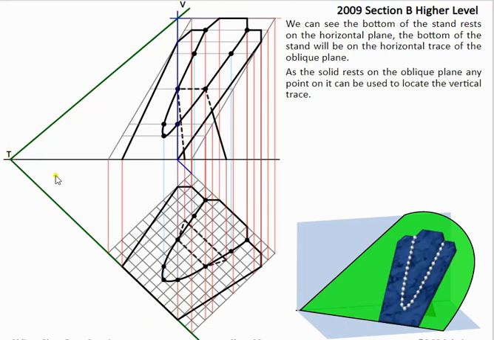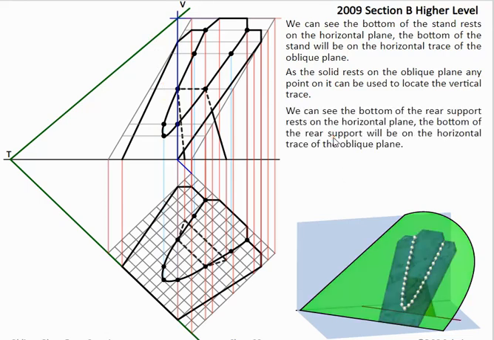Next thing then is vertical trace, is just take any point here. So we could pick any of these points. So if I say, for instance, I take this point here, go parallel to HT, bring it straight up, then bring this point across, it'll give us a point on the vertical trace also.